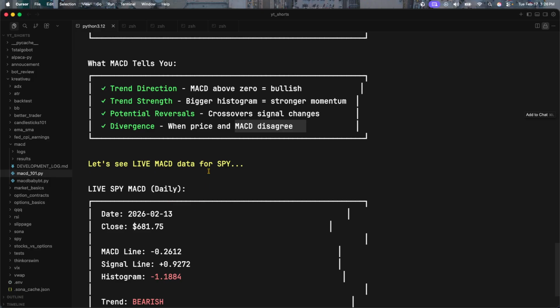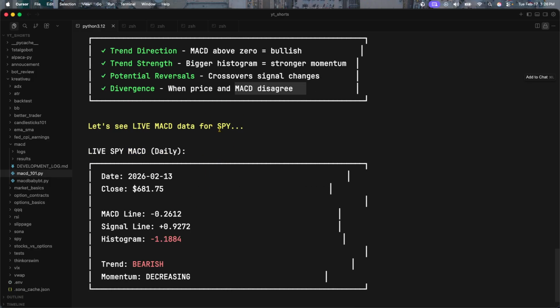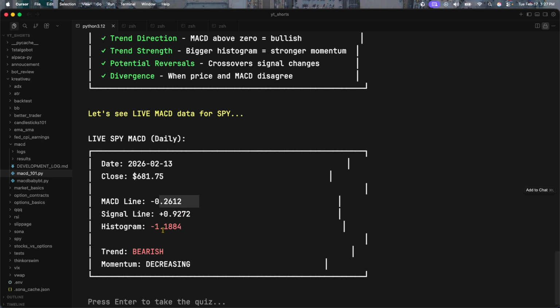So let's take a live look at MACD data from the S&P 500. The S&P 500 is the top 500 companies within the New York Stock Exchange. Looking at the date of this last Friday, the close was 681.75. The MACD line was negative 0.2612. The signal line was plus 92.72. The histogram was negative 0.1884. We have a bearish trend, and the momentum is decreasing. So we think the market is going to go down, and the momentum is agreeing with that.